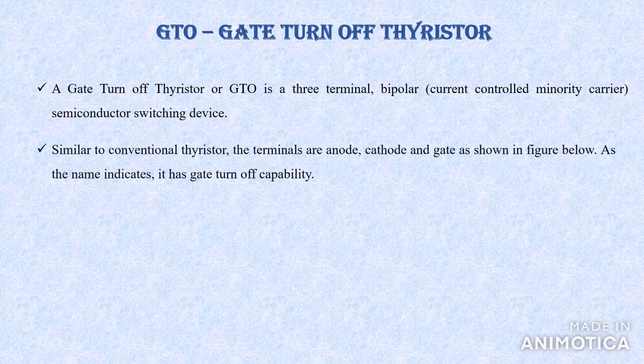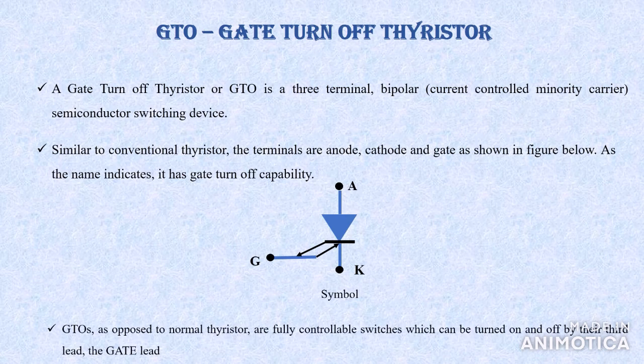Similar to a conventional thyristor, the terminals are anode, cathode and gate. And as the name suggests, the gate current can be used for turning off this device. So this is the symbol for GTO. This is anode, cathode and gate. In the gate we have two arrows, one towards the terminal and one away, outwards. This indicates that this device can be turned on and off by varying the gate current. So this is a fully controlled switch. That is, both its turn-on and turn-off characteristics can be controlled.